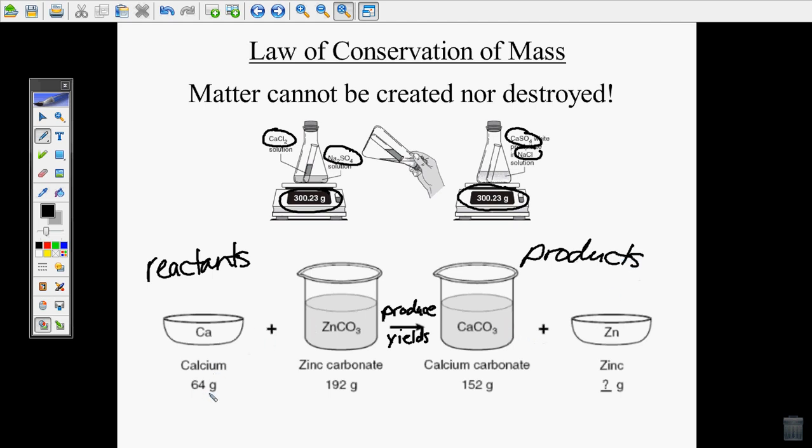So if you know the mass of your calcium and you know the mass of your zinc carbonate and you know the mass of a third one, then you can figure out what our zinc was. So we just add them up. So 64 plus 92, I think, is 256. We'll go with it. So this side has to equal 256 grams too. So we can just subtract our 152 and we get 104. So we must have had 104 grams of zinc.